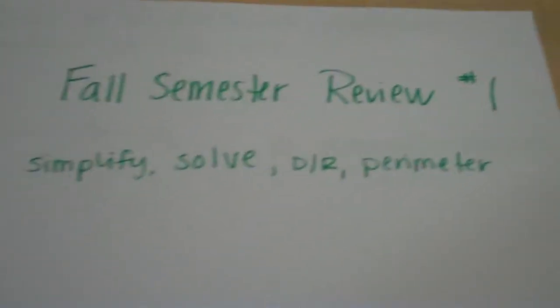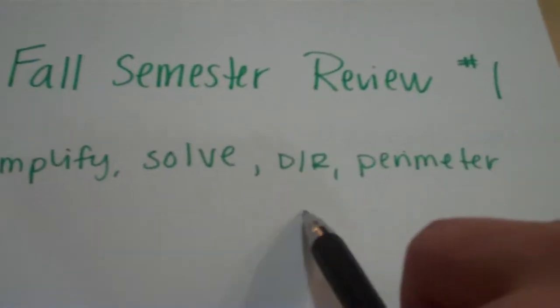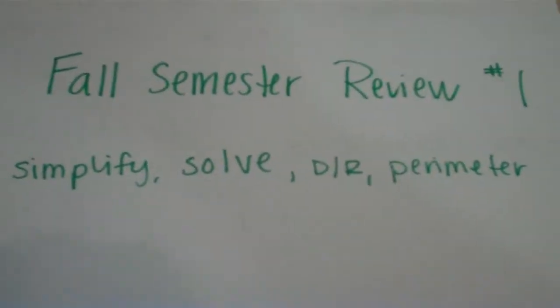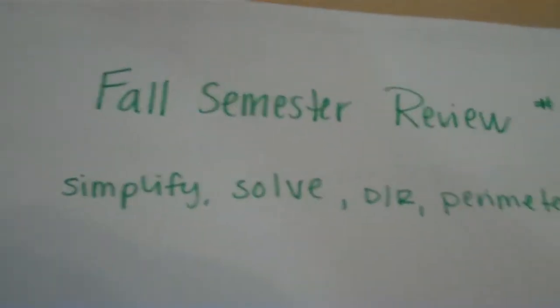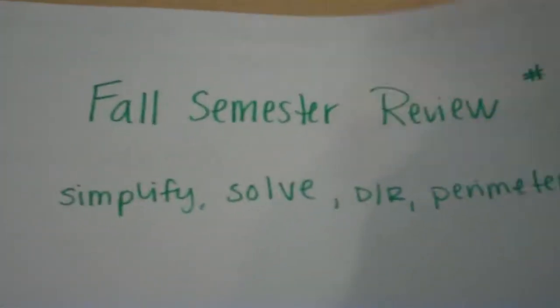Alright, so this is fall semester review number 1, and we're talking about simplifying, solving, domain and range, and perimeter. So these are the 4 different topics we're going to cover today. And then number 2 will cover the rest of your topics on your final. Alright, so let's start here.